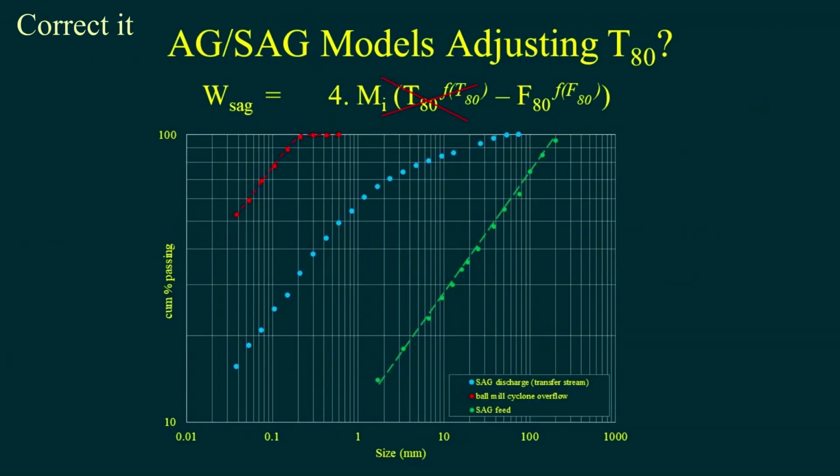Can we adjust it? Now, I said to you before, this is my equation. You are not allowed to use my equation like that, hence the cross, because that line does not obey the rules. Can we do something about that?